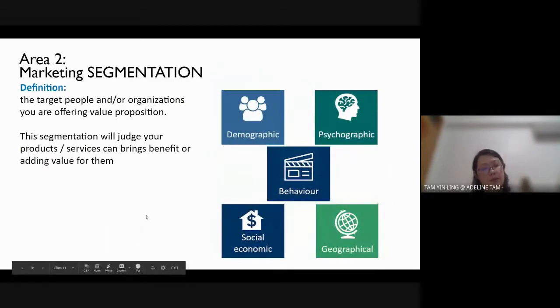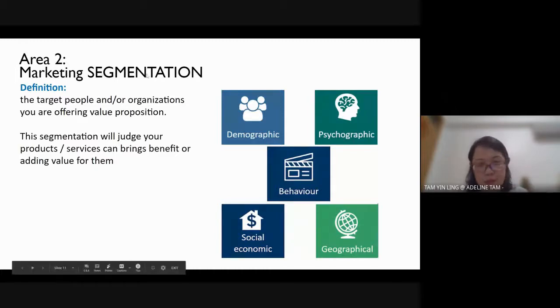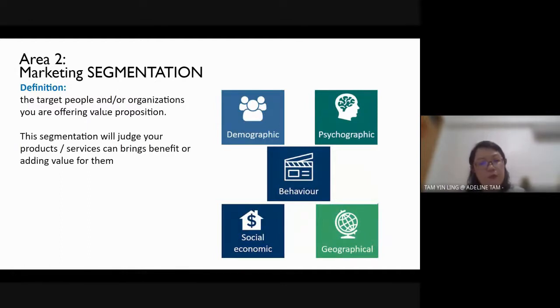Next, this is also very important. When we do our BMC, we must start with market segmentation. Always remember that. I repeat, the first thing you prepare in your BMC analysis is you identify your market segmentation. So it means that you identify your market segment. What do you mean by market segment?